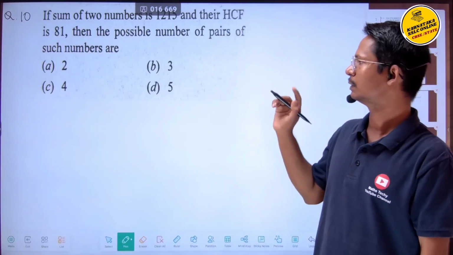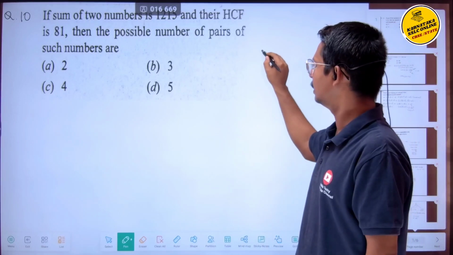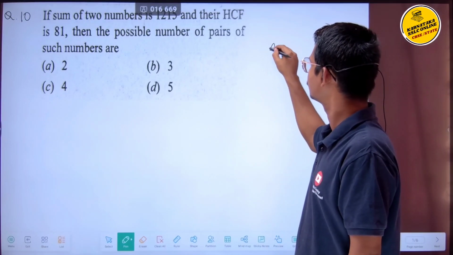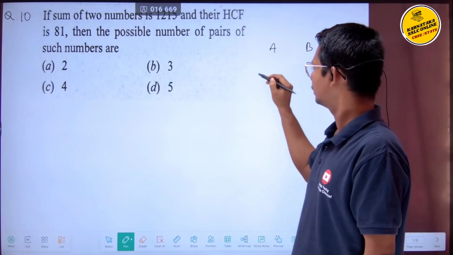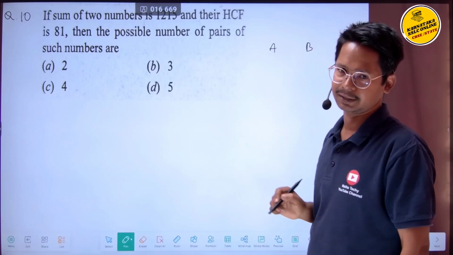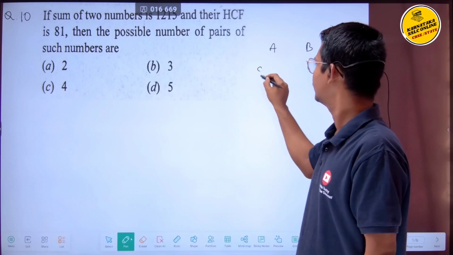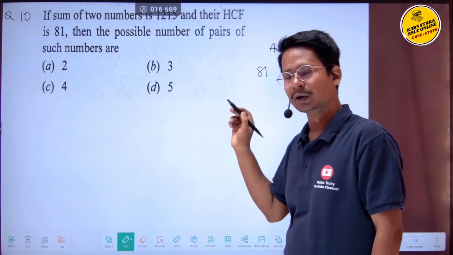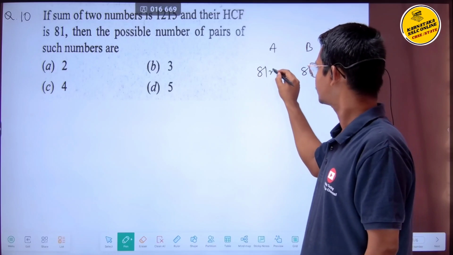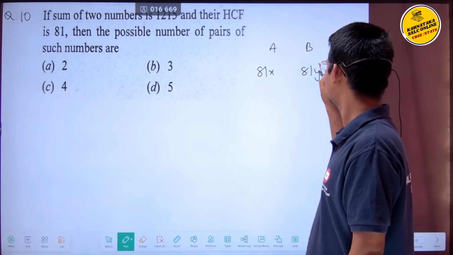Two numbers, right? So let me take A and B as the two numbers. Both these numbers have a common factor. HCF means the highest common factor, which is 81. 81 is a common factor, but along with the common factor they have some other factors. Let me take X and Y.